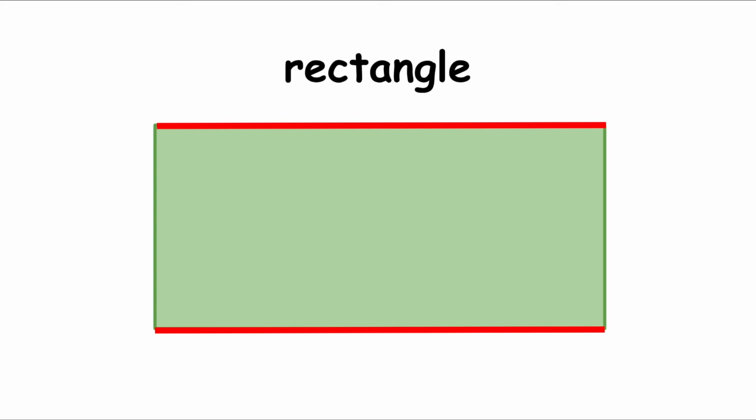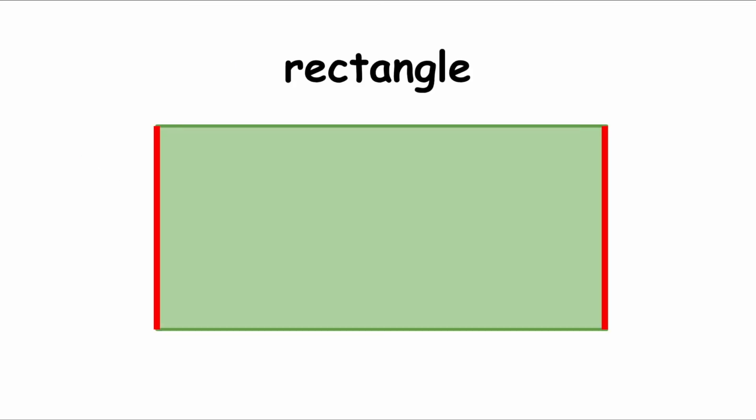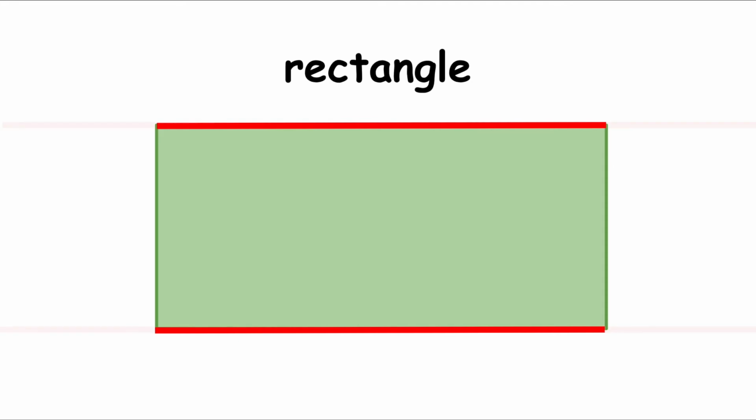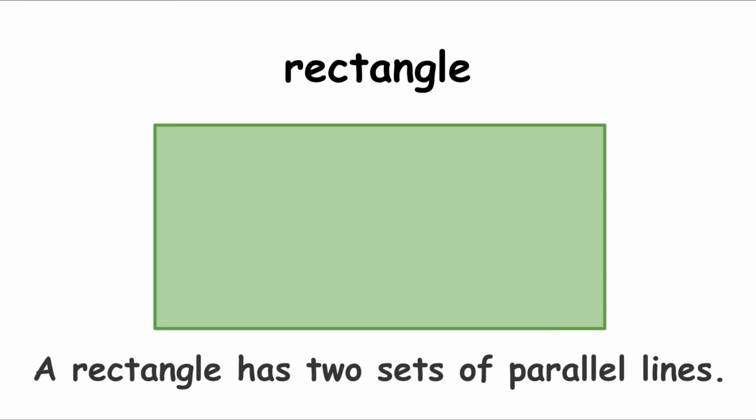So what do we call lines that never touch? These lines are parallel. So 2 lines are parallel when they will never touch. So as you can see here, the rectangle, these 2 lines, if we continue them, they will never touch. Same thing here, they continue, never touch, right? So we can say a rectangle has 2 sets of parallel lines.